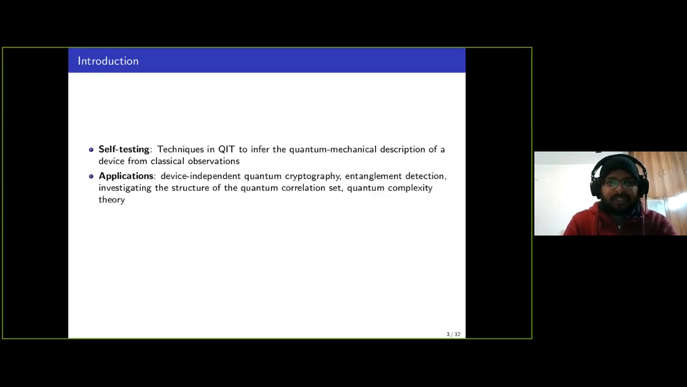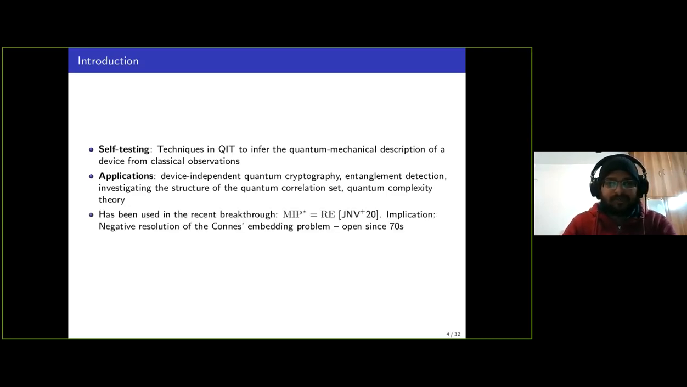This has plenty of applications going from device-independent quantum cryptography to entanglement detection, investigating the structure of the quantum correlation set, and in quantum complexity theory. In particular, we have seen that it has been used extensively in this recent breakthrough of MIP* = RE. You might have heard about it from Thomas Vidick's talk. And one of the important implications is the negative resolution of the Connes embedding problem, which was open since the 70s.